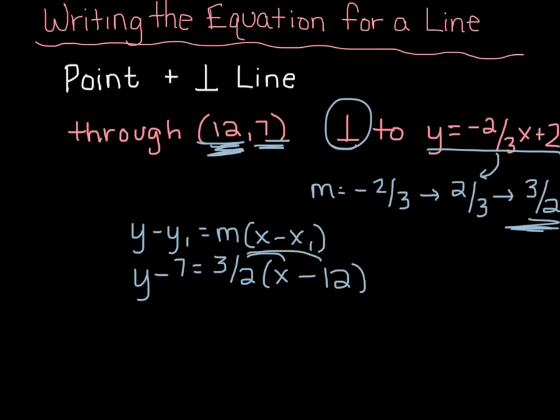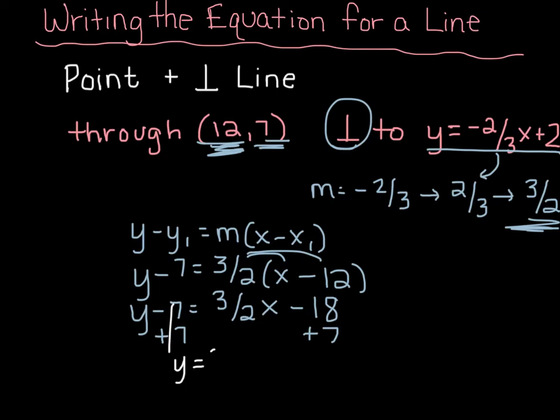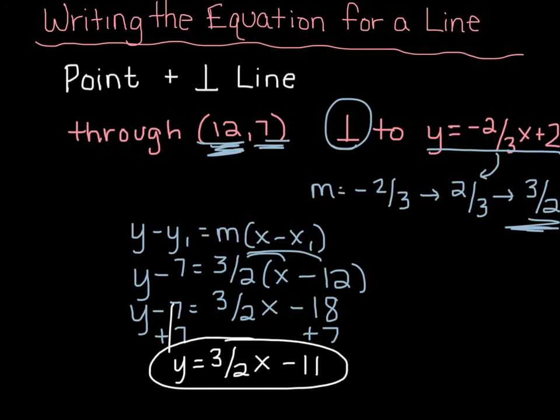Let's distribute that 3/2. So y minus 7 equals 3/2 x, and 3/2 times 12 is going to be 18. And then I'm going to add 7 to each side. So I end up with y equals 3/2 x minus 11. And that's it for that one.